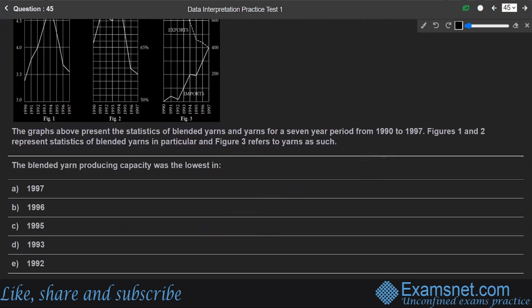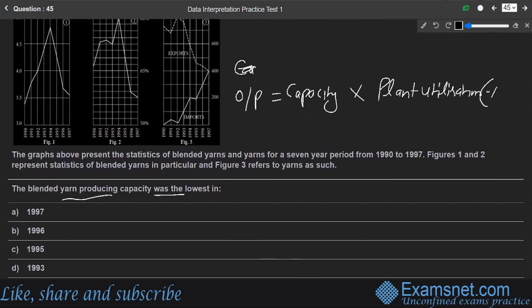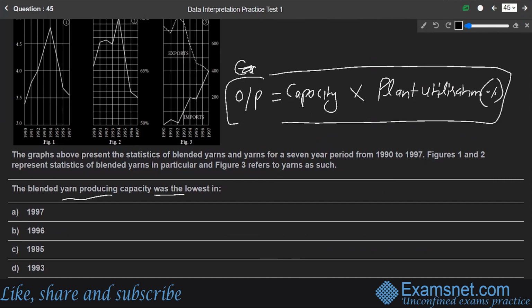Now in the next question he says the blended yarn producing capacity was the lowest in. The formula for output is nothing but the capacity multiplied by plant utilization, in terms of percentage. This is the formula as given for the first question also. So we can find out the capacity is equal to output divided by percentage plant utilization. This is the formula that can be used for finding out the capacity of each year. So we are supposed to find out the capacity.